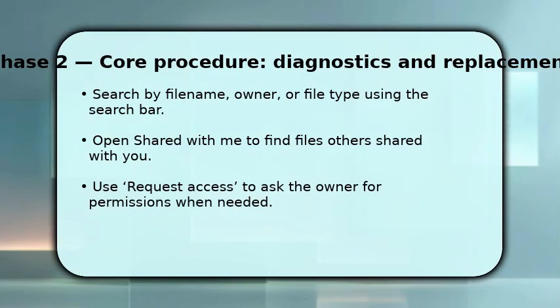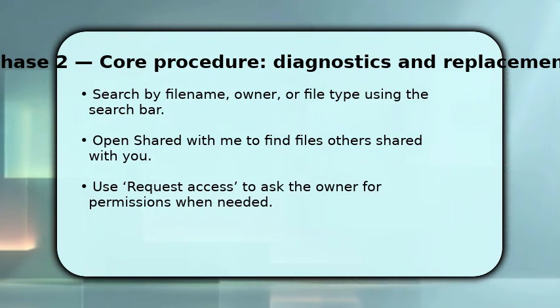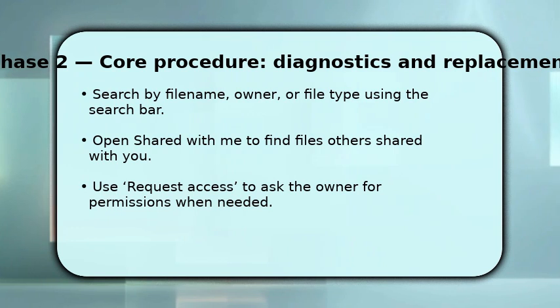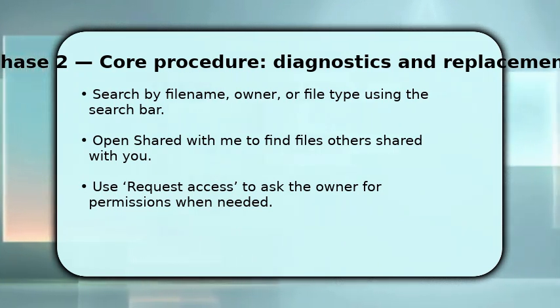Once done, search for what you need using the Drive search bar. Type file name, owner name, or use filters like Document, Spreadsheet, or PDF to narrow results. If a file appears in Shared with Me but is view-only, open it and select Request Access. Include a short reason so the owner approves quickly.